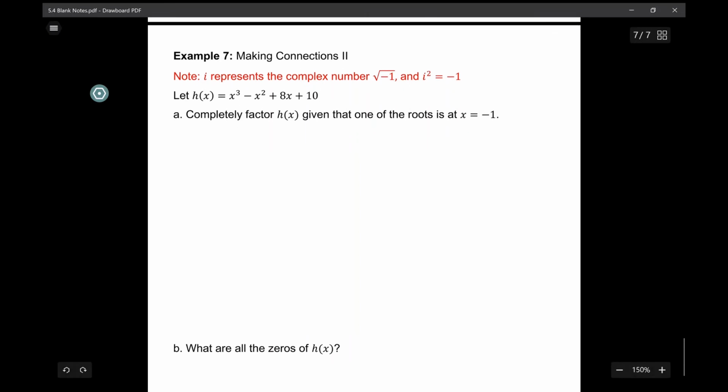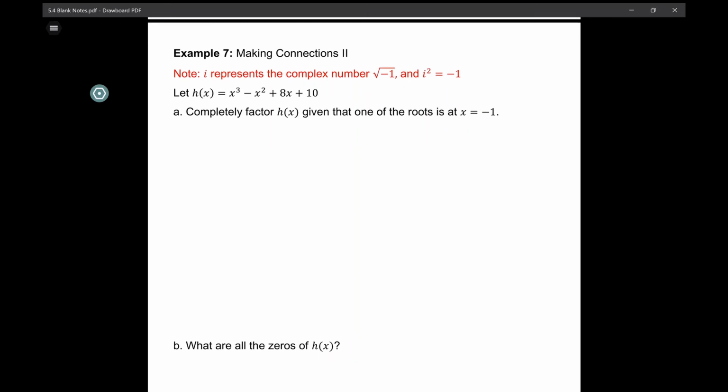All right, let's try a little bit harder one. Same idea, but this one is going to have complex numbers. Remember that the square root of -1 is represented by the letter i, and that i squared equals -1. So we're going to completely factor this polynomial given one of our roots. Before, we got one of our roots by looking at the graph and reading it off. Now somebody's just telling you, hey, here's a gift: one of the roots is -1. So we're going to use synthetic division to factor off that root.